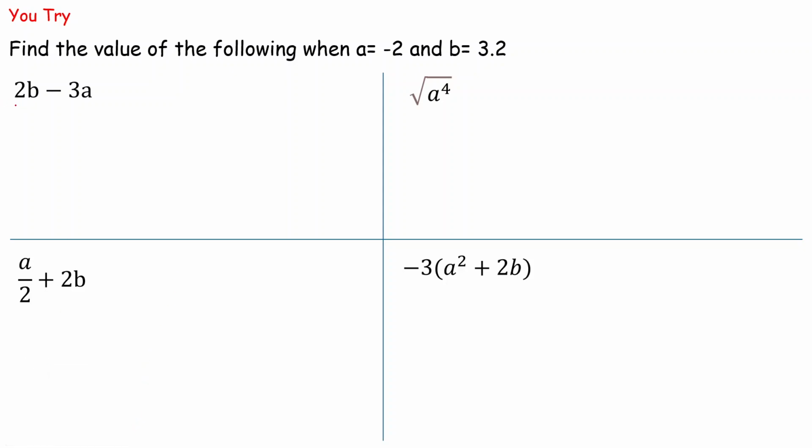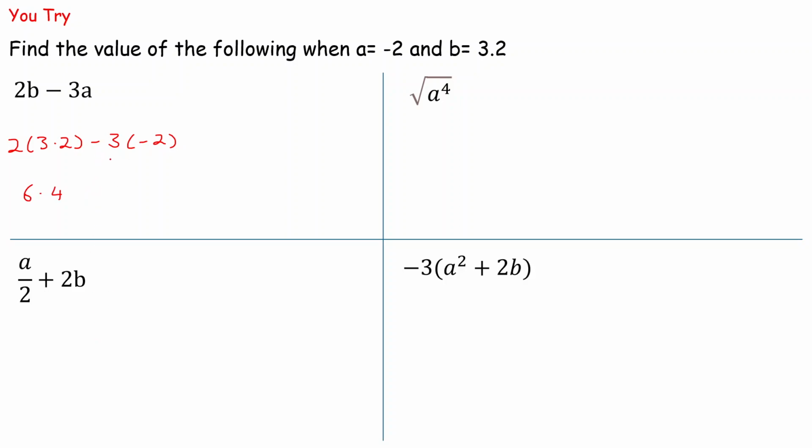Okay, the first one, we've got 2 times b take away 3 times a. Again, substituting using brackets. My b value is equal to 3.2, so 2 times bracket 3.2. And I'm taking away 3 lots of my a value. A is equal to minus 2. So 2 times 3.2, because 2b means 2 times. 2 times 3.2 is 6.4.